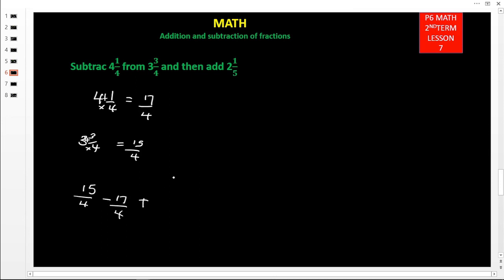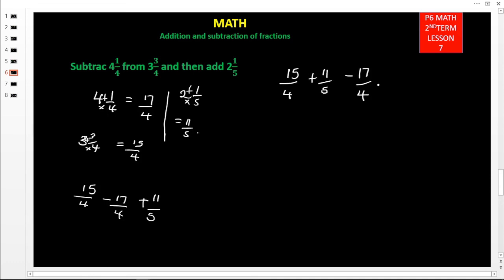Then we add 2 and 1/5, because now this we add on. So this one, 2 and 1/5, is going to be 5 times 2 plus 1, this is 10, this is 11 out of a 5. So this is plus 11 out of 5. So when you look at this one, we are now going to arrange our work according to BODMAS. So it is going to be 15 out of 4, then plus 11 out of 5, then minus 17 out of 4.